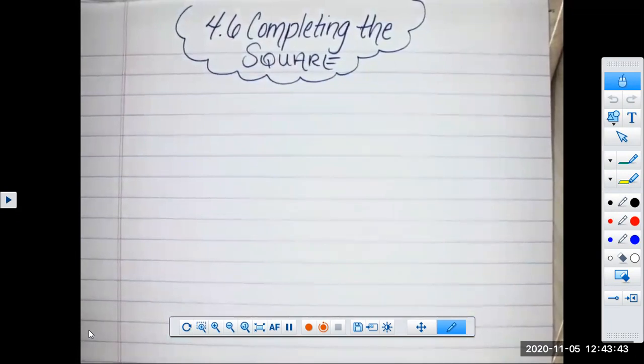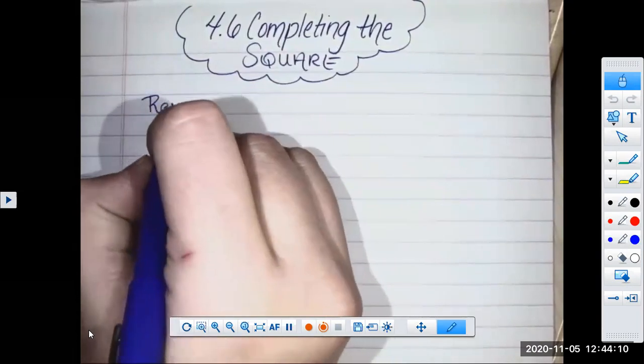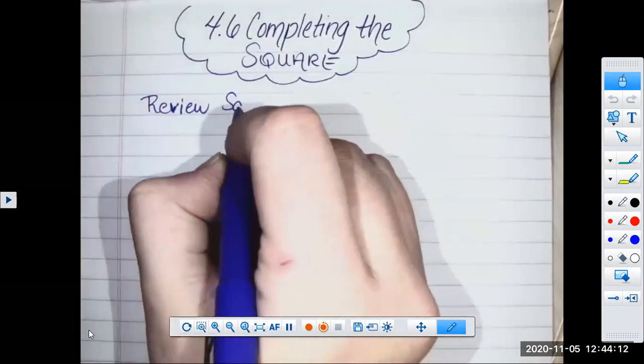Okay, so what have we been doing in chapter 4? Good. Quadratic equations, factoring, graphing, solving. In 4.5, we looked at how to solve quadratic equations, factoring by graphing or using square roots. The first thing I want to do before we dive into 4.6, completing the square, is review how to use square roots really quick.